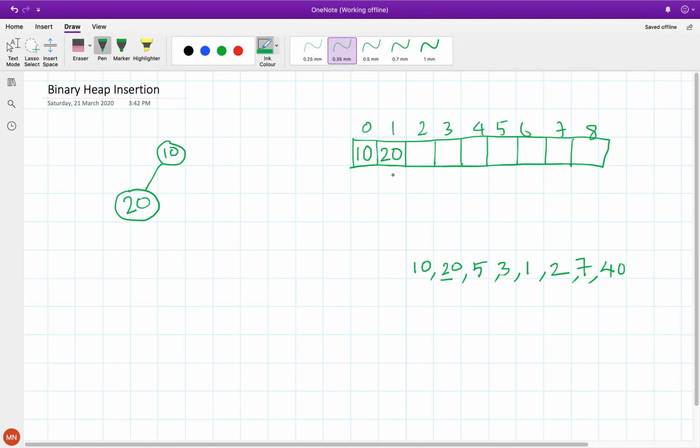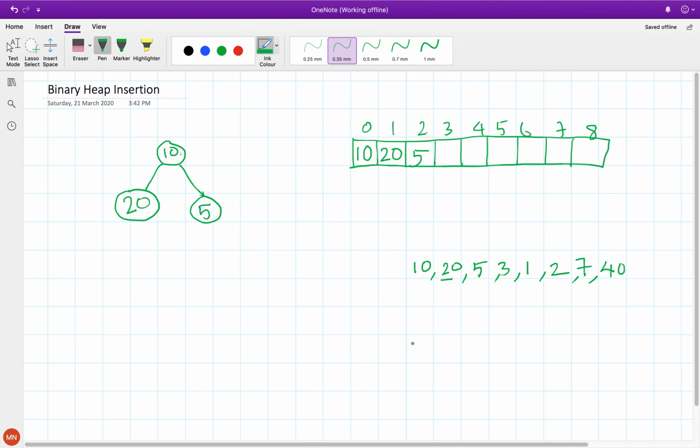Now I am going to insert the number 5. The number 5 will be at the third position, or at the second index of my tree. So this is number 5, but you can see that there is an obvious problem here. Because this is a min heap, the value of the root cannot be more than the value of its child. So what we will do is we'll compare the value of 10 and 5. Here we see this number is less than the value at the root, so we have to make a swap.